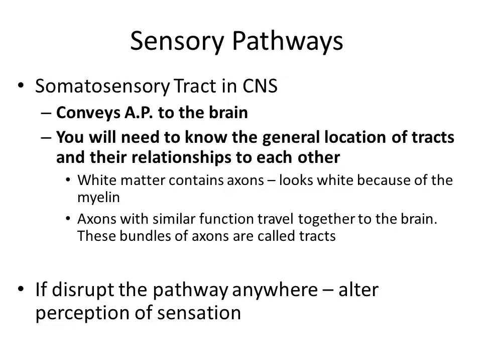Recall that white matter is going to contain axons, and it appears white because of the fat content within myelin. Axons that have similar functions are going to travel together to the brain. And again, it is these groupings of axons that are called tracts or fasciculi. If we disrupt this pathway anywhere from its starting point at the receptor to its ending point in the brain, we're going to alter our perception of that particular sensation.